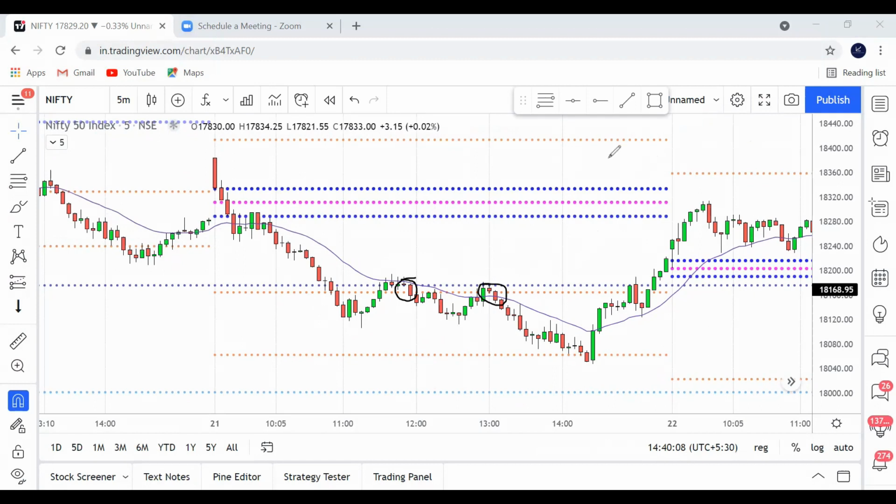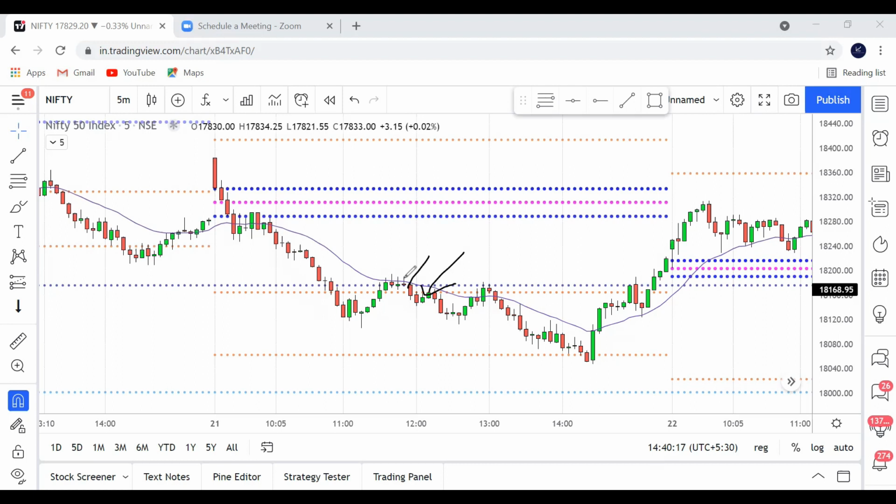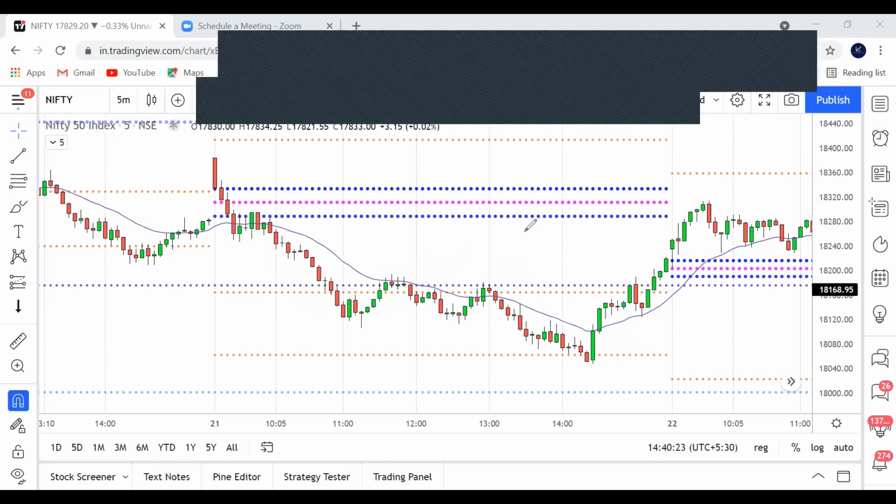Why? Because along with the 20 MA resistance, there are two more resistances. One is the daily pivot, and the blue color is the weekly pivot. So this is what I call a high probability trade. That means chances of working are higher, but not 100%.